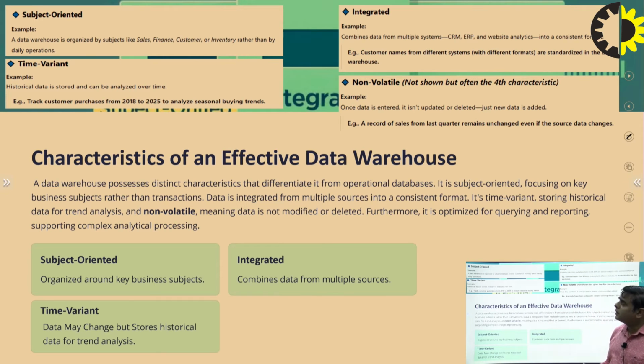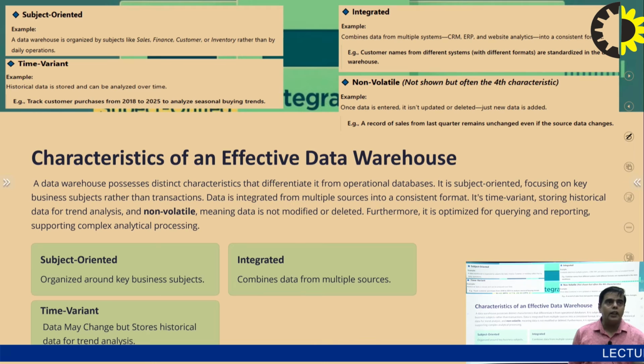Subject oriented means a company may have different departments like sales, finance, customer, inventory. I have told you that this data is available in different marts. We are storing this data in different marts. This data may be related to sales, finance, customer, inventory, or any other department which a company has. And second is the integrated.